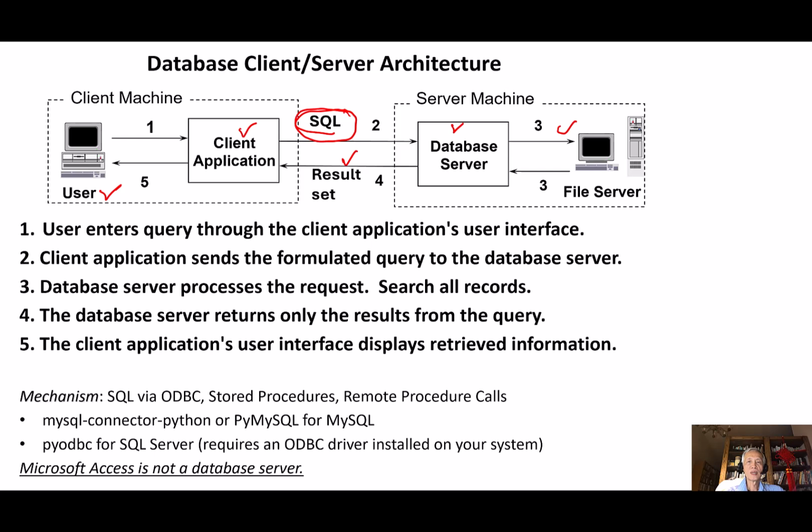Okay, and connecting the client application and the database server, we need some kind of middleware like Open Database Connectivity, ODBC, through some kind of stored procedure, remote procedure call, or API call to the database server.